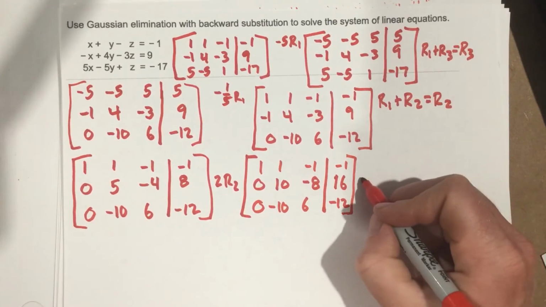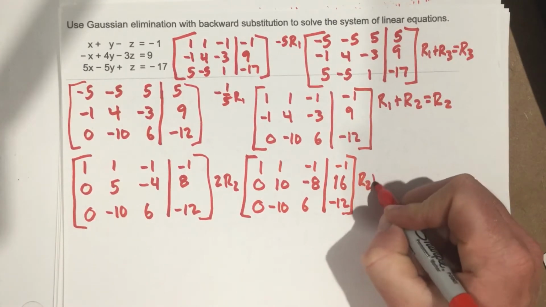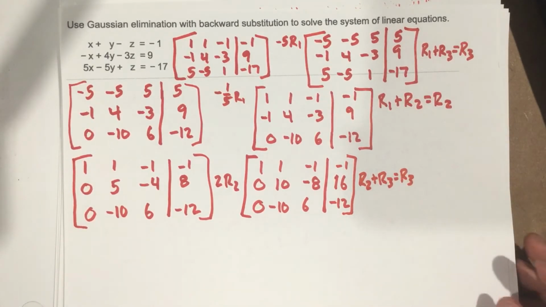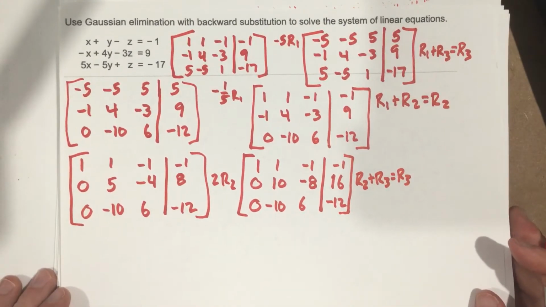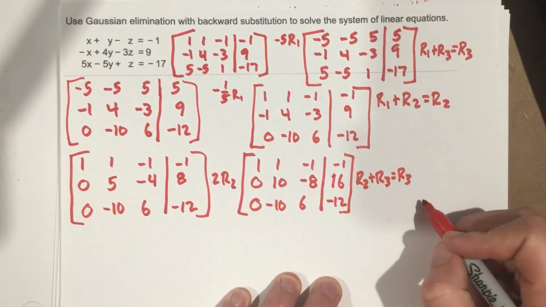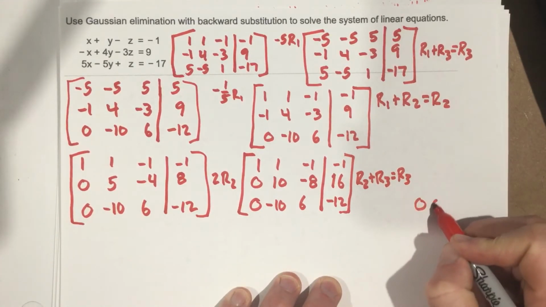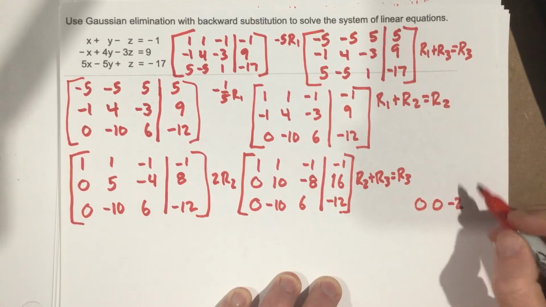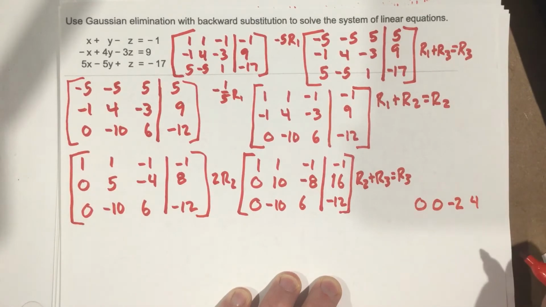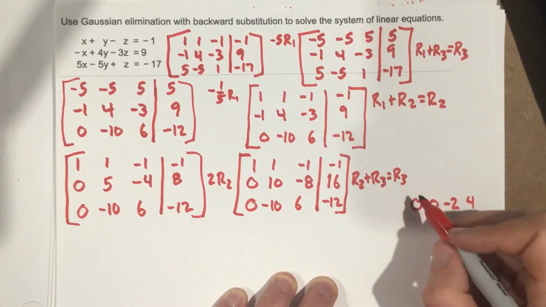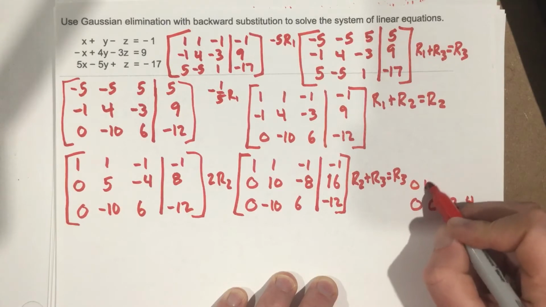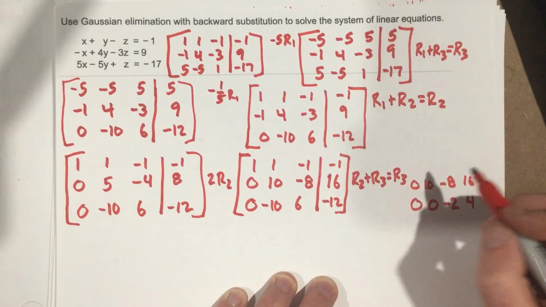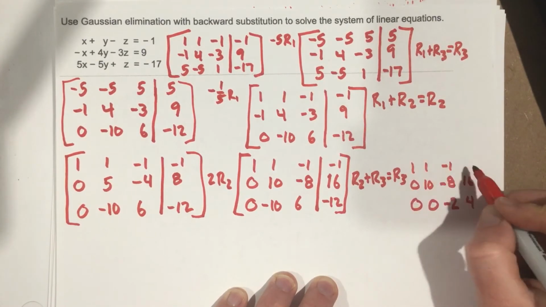Now I'm going to take row 2, add it with row 3, and that's row 3. All right, I'm going to squeeze this one in. So we're going to get on the bottom 0, 0, negative 2, and 4. Middle row 0, 10, negative 8, 16, and 1, 1, negative 1, negative 1.